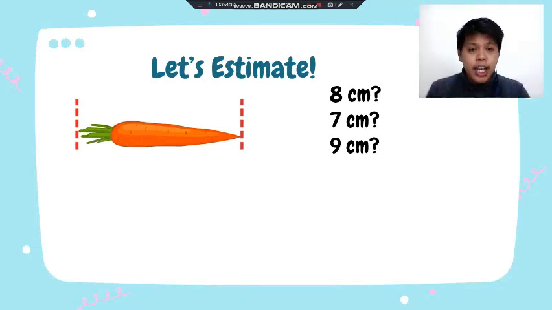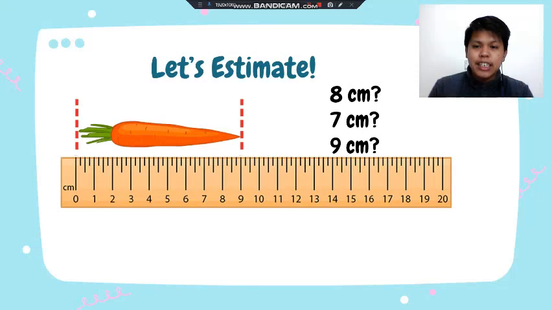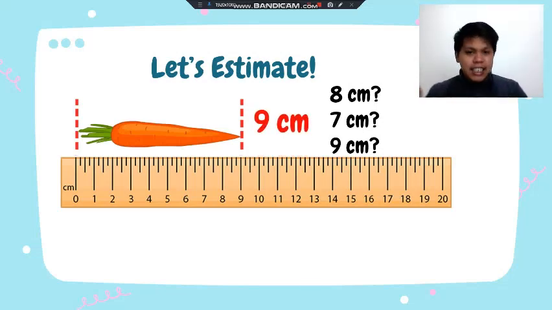Now let's try to check what is the real measurement using an appropriate tool, which is a ruler. To get the real answer, you need to really measure the object. Now let's check. So the red line ended at 9. So the real measurement is 9 centimeters. And in estimation, you will get it right if you are close to 9, like 8 or 7 or 10 or 11. But wrong answers will be 5 centimeters because it is not close to 9 centimeters.